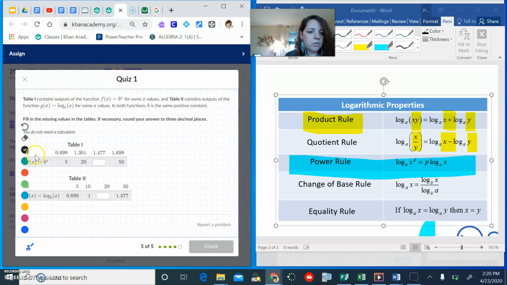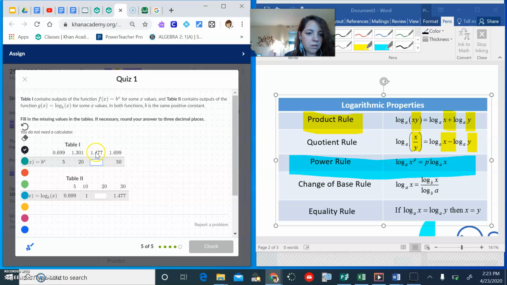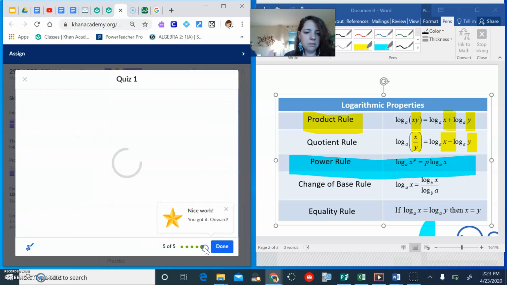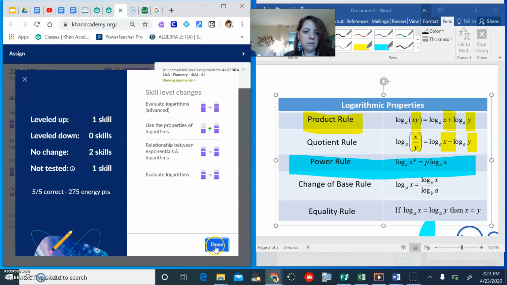Next. They want us to switch. Okay, so this is a connection between the values, and if the exponent is up here, whatever goes with 1.477 down here is going to be my y value. So 1.477 is the y. 30 goes with it as the x. So I'm going to switch it. 30 goes with it. Up top, let's see, 20 and blank. So I'm looking for 20 on the bottom and then blank. So 1.301. All right, we did it.